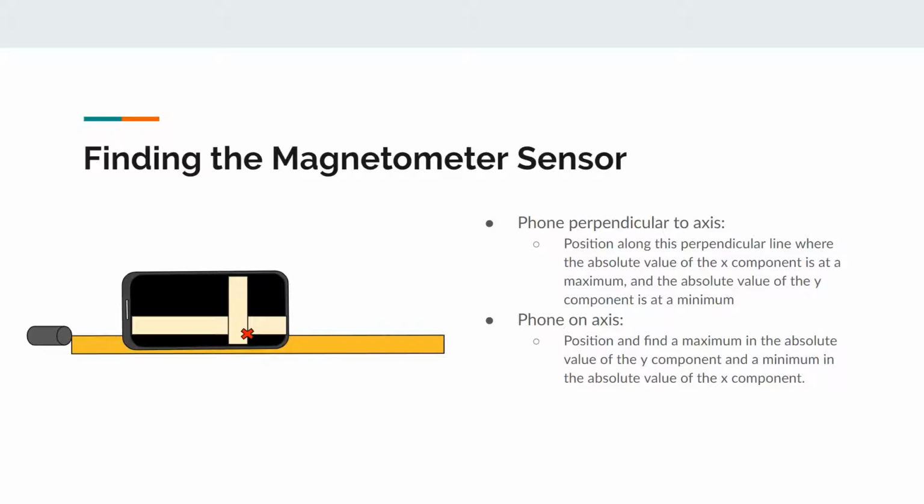For the next step, we wanted to find the actual location of the magnetometer sensor that was used, according to the specifications of our smartphone. With my smartphone, we measured the position along the phone perpendicular to the axis, where the absolute value of the x component is at a maximum and the absolute value of the y component is at a minimum. And then similarly for the on-axis, we wanted to find the maximum of the absolute value of the y component, and then the minimum of the absolute value of the x component. In doing this and adding the bar magnet as well, we could measure out the distance and see that the position of the sensor was around the bottom left side of my smartphone.